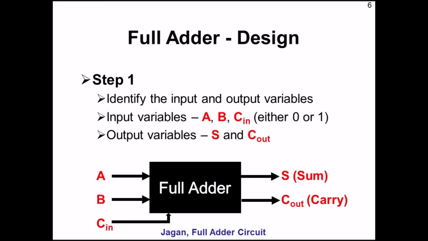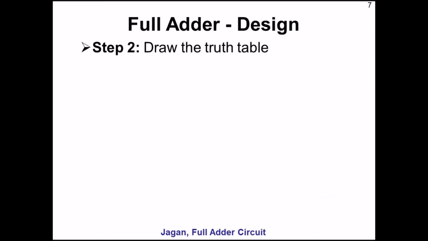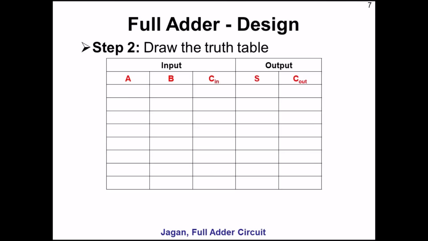So when we talk about the design, step 1, we need to understand what are all the input variables, how many we are going to have, and how we are going to label them, right? So A, B, C in are my inputs, all can either be 0 or 1, and here I have 2 output variables which are sum and carry, S and C out. Step 2, draw the truth table. So I have my inputs A, B, C in, and my outputs S and C out.